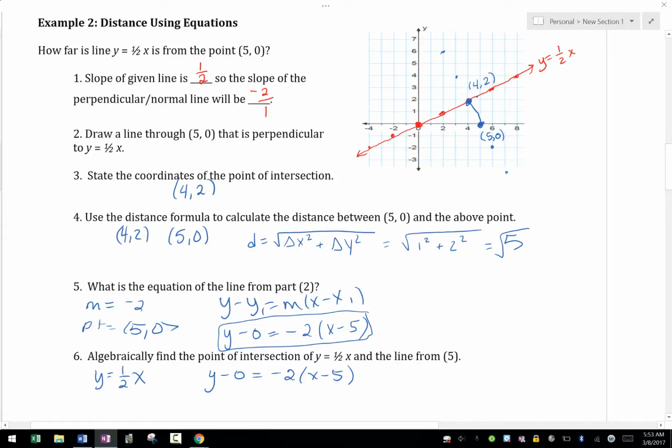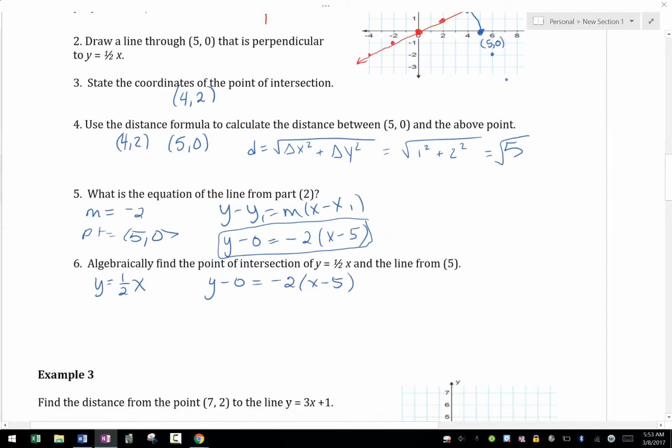Okay, I want to know where these two things cross. When we try to find points of intersection algebraically, you have been taught mostly to get them both in y equals form. So I'm going to get this one in y equals form. Y plus 0 is really just y. And then when I distribute the -2, I get -2x plus 10. And if I want to know where they cross, I'm going to set 1/2 x equal to -2x plus 10.